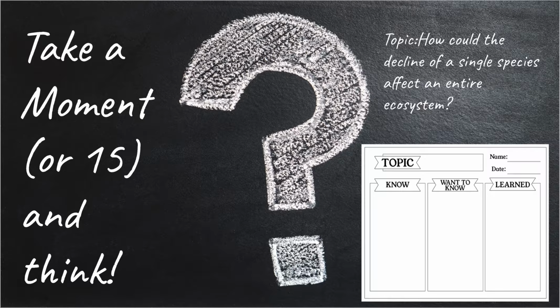The K in KWL again stands for know, so I'm going to have you write down what you already know. And the W stands for what you want to know, so write down what you want to know about the threats to biodiversity. And then the L is learned, so at the end of the lesson I'm going to have you return to the sheet and write what you learned. Simply writing it on a piece of paper will suffice.